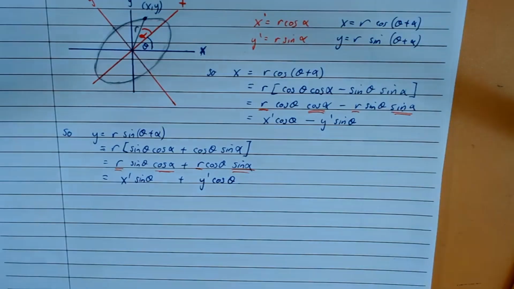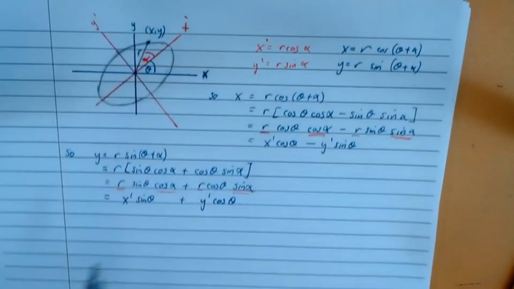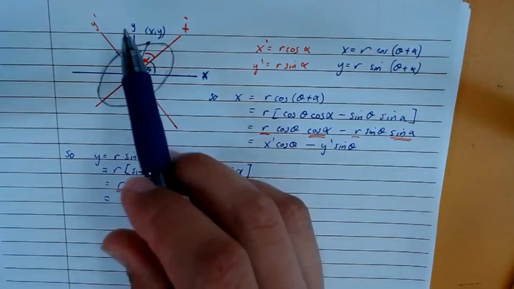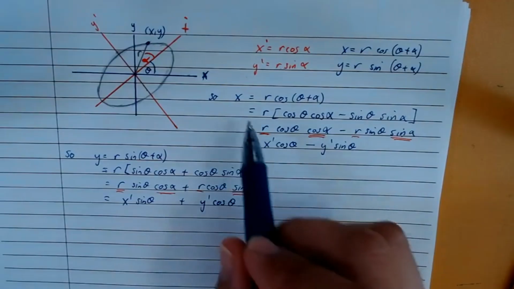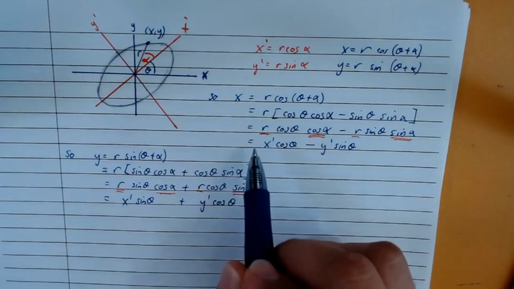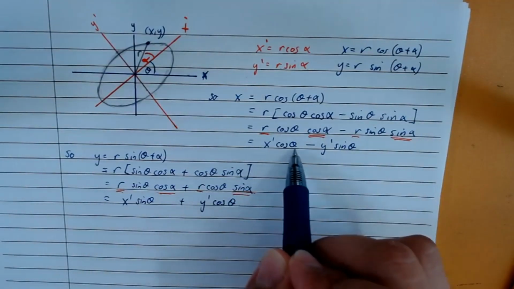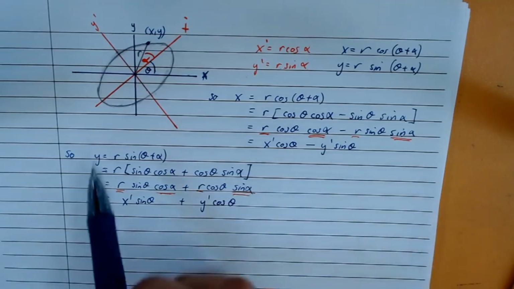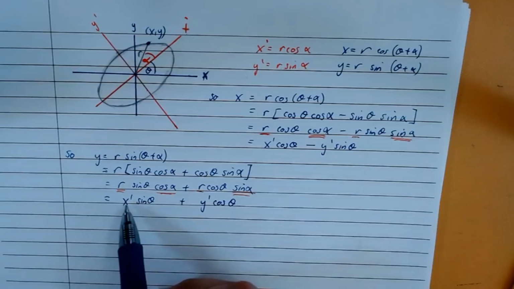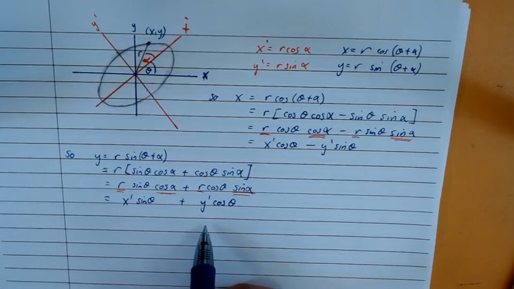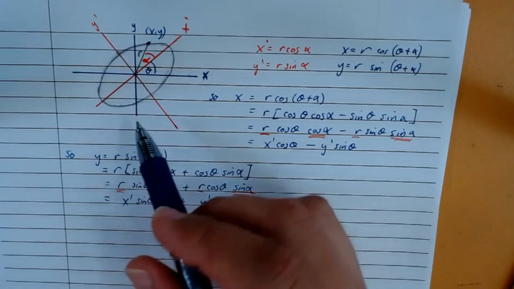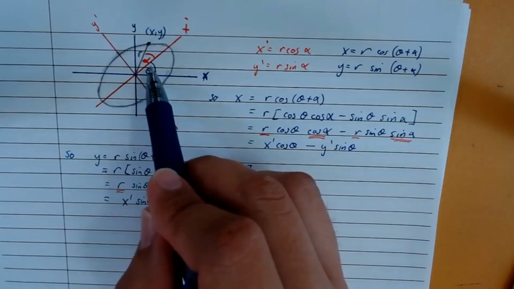And there we go. So these are going to be our substitutions. In order to transform something from the xy plane into the x prime y prime plane, we simply need to substitute in x will be equal to x prime cosine theta minus y prime sine of theta, and y will be x prime sine of theta plus y prime cosine of theta. Okay, but there's one thing missing though. What is the angle theta?